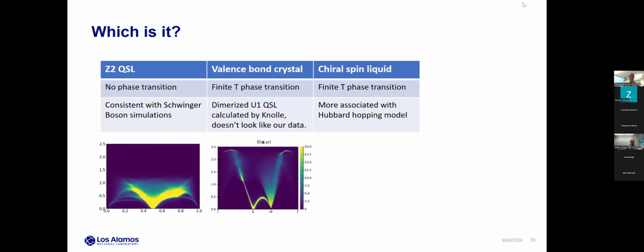So next slide, please. So the Z2 quantum spin liquid of these three is the only one that should have no phase transition at finite temperature. The valence bond crystal and the chiral spin liquid both have finite temperature phase transitions. So this on its own is evidence in favor of the Z2 quantum spin liquid. But also we can look at theoretical simulations. You can sort of simulate the Z2 quantum spin liquid with Schwinger boson simulations. Johannes Reuther and his group simulated what a valence bond crystal would look like, starting from a failed U1 spin liquid. The data are shown on the bottom.